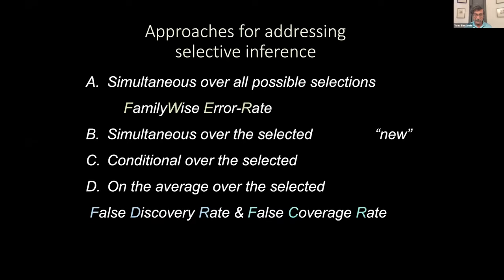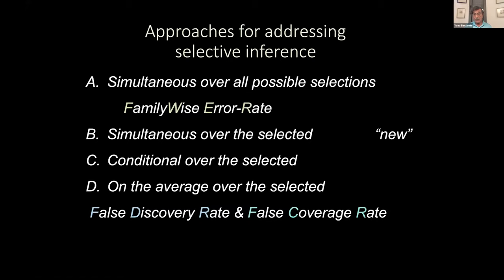You can ask for simultaneous over the selected, which is a new criterion, where say you pick only the k largest ones, and you want them to have simultaneous coverage over this k, so you can pick any one of them. Or you can have conditional over the selected. That is, take an example, if only p-values less than 0.05 are selected, then you can condition on this fact. And you can condition it on model selection. There's a lot of current research going on in using all kinds of model selection, like Lasso and so on, and then giving conditional confidence intervals and conditional p-values on the results. Or you can use the average over the selected, which is the false discovery rate for testing and the false coverage rate for confidence intervals, when you want the property to hold on the average, but not on the average overall, which any method does, but on the average over those that are selected.